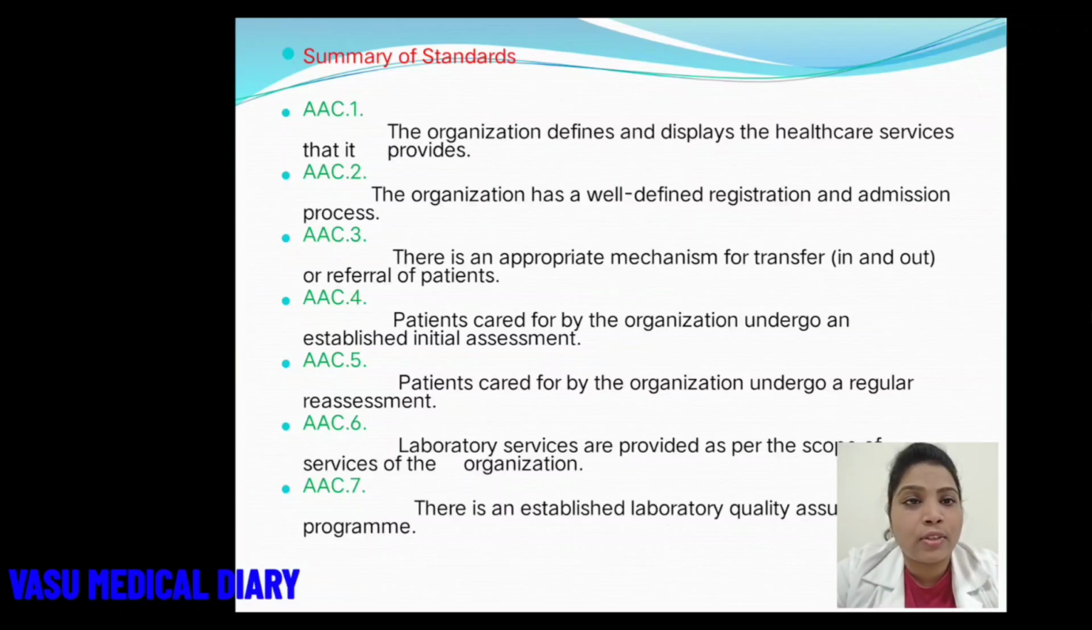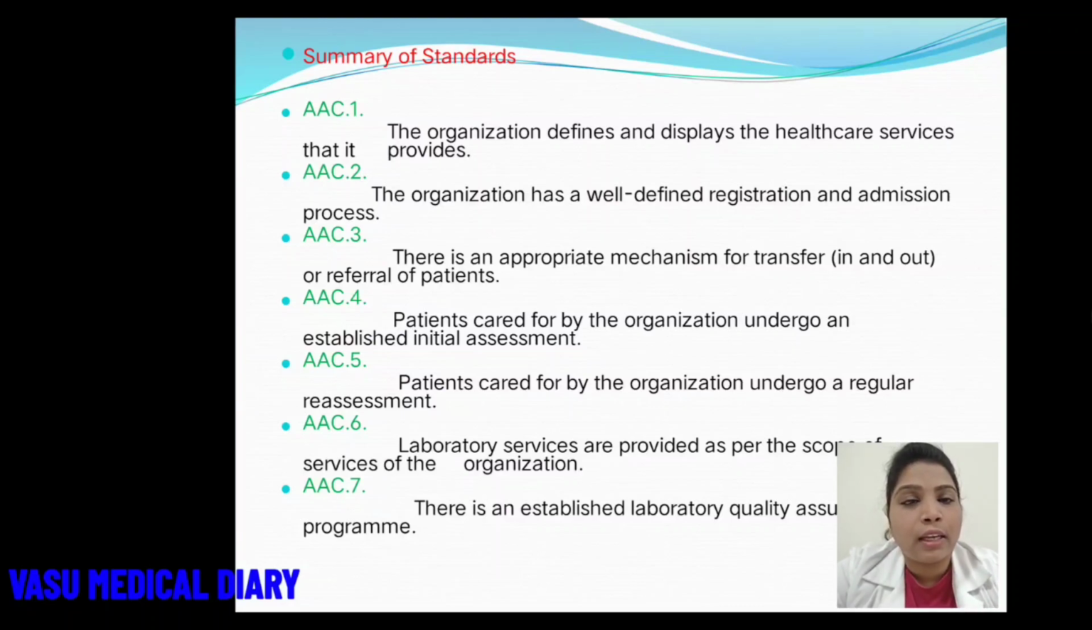AAC 5 is that patients cared for by the organization undergo a regular reassessment. A small example: the patient comes with a pain score of 9, and you give some analgesics or narcotics. Then, based on the manufacturer's recommendation or the quality team of that hospital, you reassess the patient, mostly within half an hour if it is an IV injection, within 1 hour if it is oral medication, and maybe within 15 minutes if it is a narcotic, to see the changes. That is reassessment of the patient. You should have a policy for that.